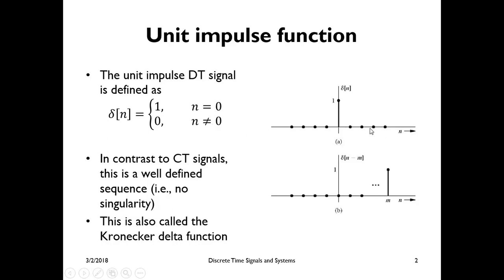We can also shift the unit impulse function, so in this case we're shifting the location of the impulse to time n is equal to m. Note that the definition for the unit impulse function is a well-defined sequence. This is in stark contrast to the continuous time case, where we had to define the delta function, or the impulse function, through the integral. If we integrate over all of time, delta of t dt, this would give us 1.